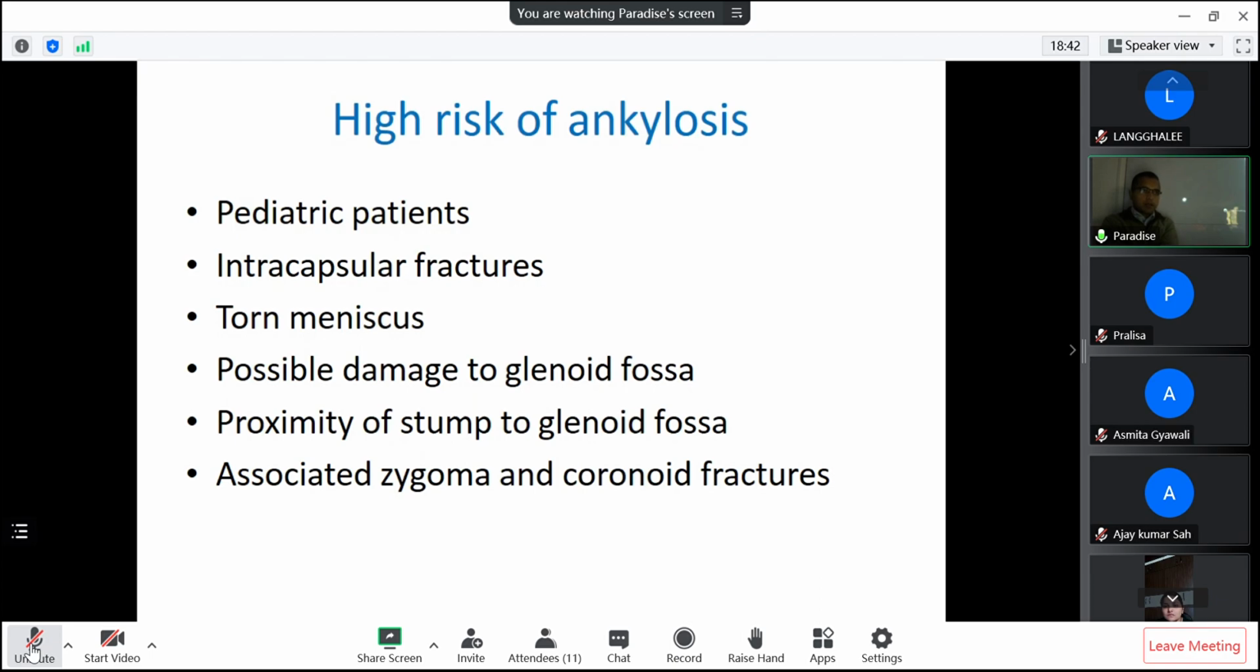In normal cases, what happens? The articular disc separates the condyle and the temporal bone. But in case of TMJ ankylosis, the articular disc is already gone. There is complete fusion of the temporal bone with the condyle.